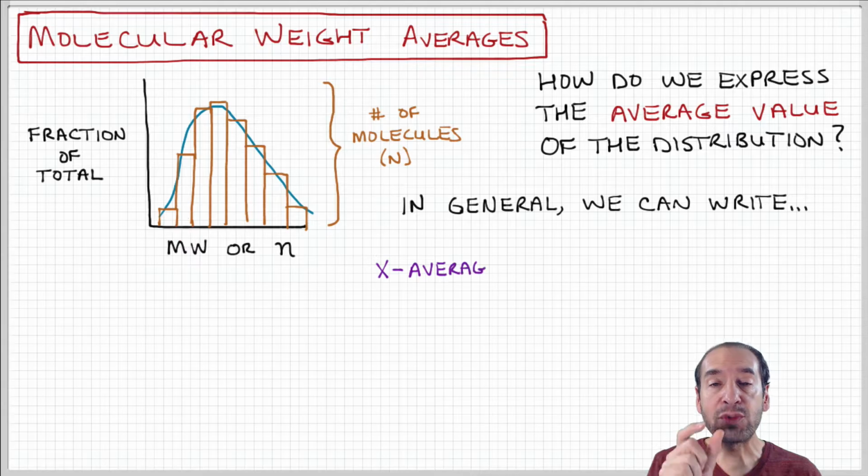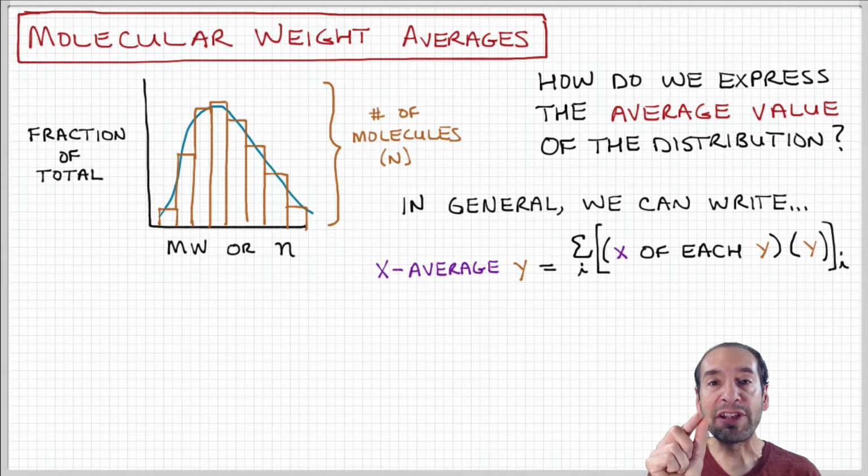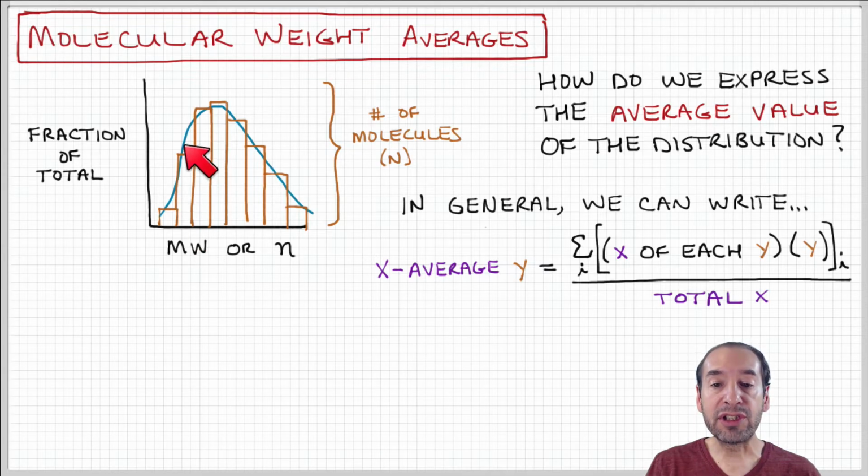And you can see that as we add more and more of these bars, as they get narrower and narrower, we'll approach this continuous distribution function. So now the next question is, how do we compute an average? I'm going to propose a general rule that if you just remember this, you can formulate any of these molecular weight averages that we're going to talk about, because there's more than one kind of average that we can use to characterize the molecular weight of the sample.